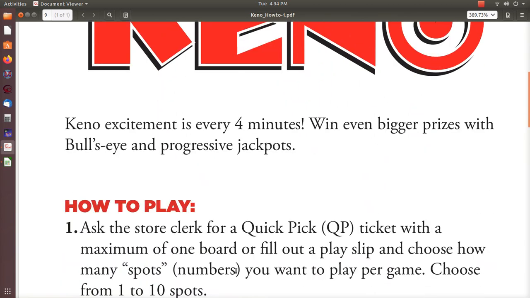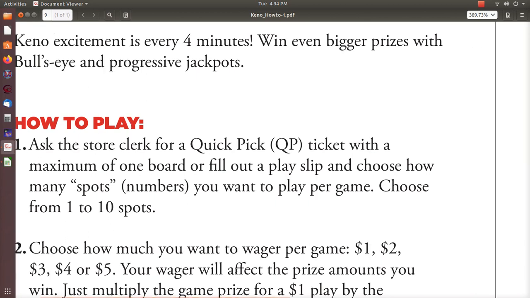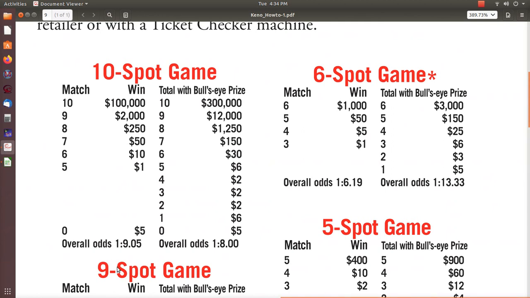So to play Keno, you pick 1 to 10 numbers, and we're only going to focus on what they call the 10 spot game to keep the video at a good length. So we pick 10 numbers, we bet $1 or whatever we want to bet, but we're just betting $1. Then the computer randomly picks 20 numbers. Then we compare our 10 numbers and the computer generated numbers, and we see how many we match. And then based upon how many we match, we win a certain number of prizes.